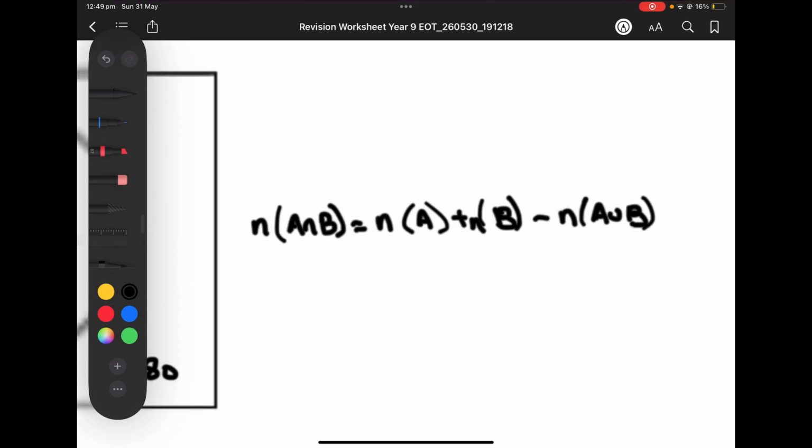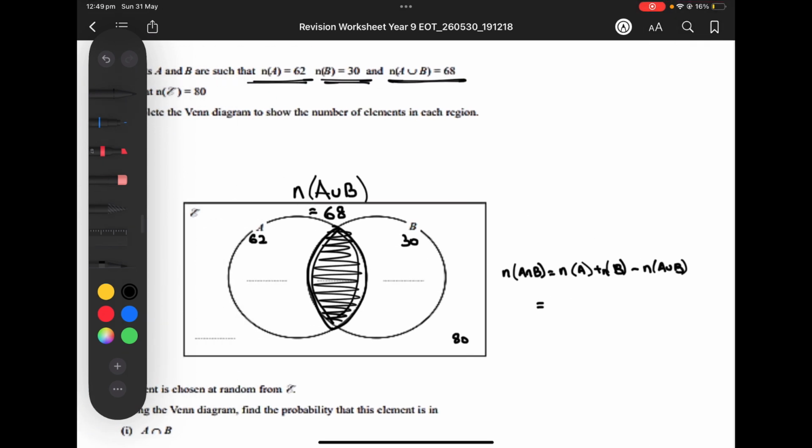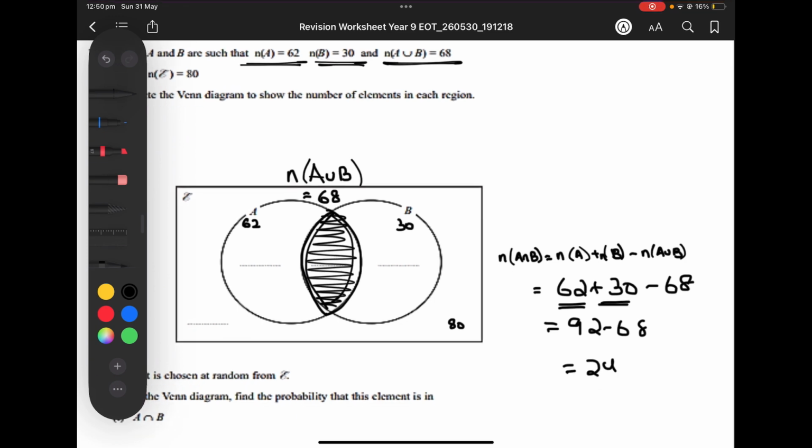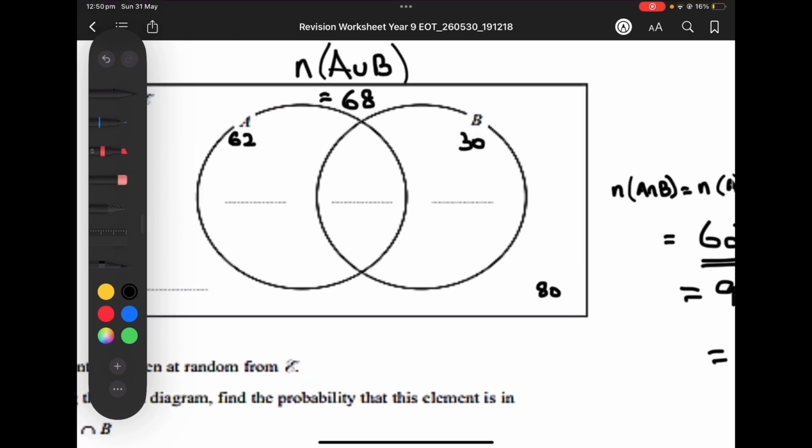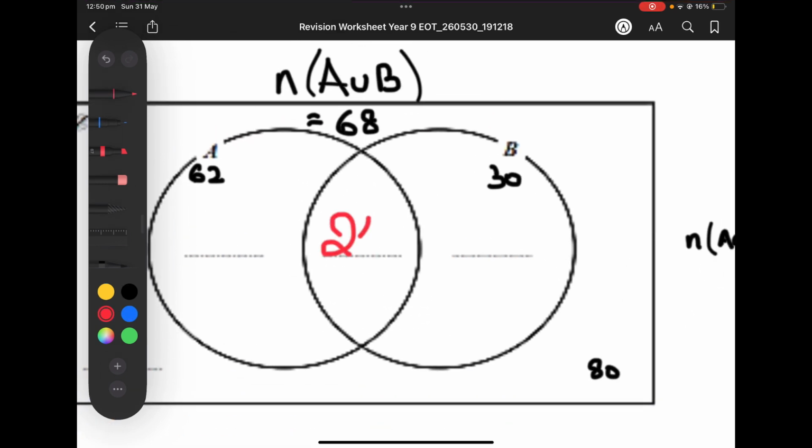So N of A is how much? N of A is given as 62. Then N of B is given as 30, minus 68. When I do this, I will get the common terms in between. So 62 plus 30 becomes 92, minus 68 is what I have to do here. 92 minus 68 is going to be 24. So I know that in this common area, I am going to have 24 terms.